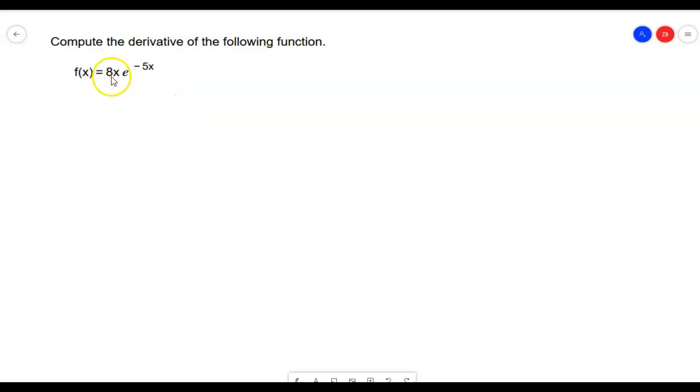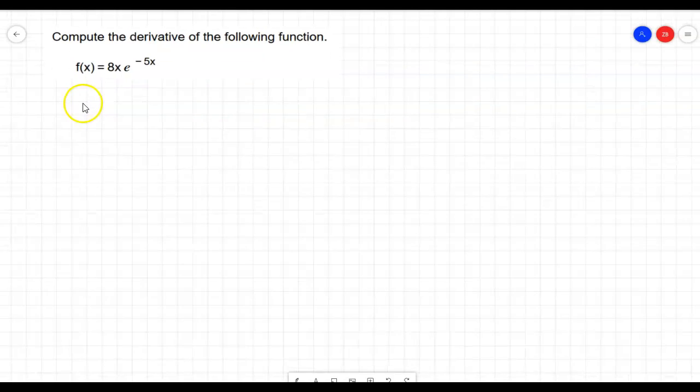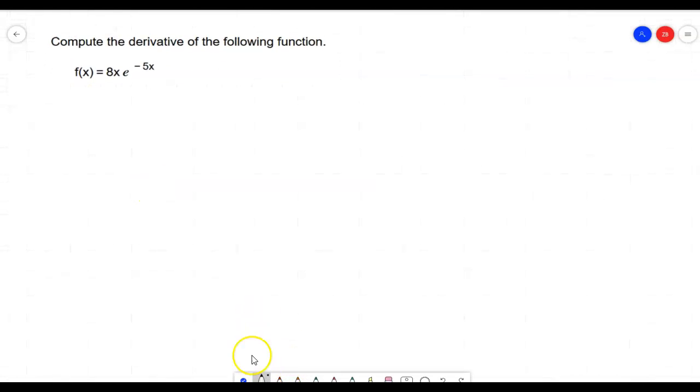Or I can just call the first function 8x, which is what I'm going to do in this case. Or if I wanted to, I could pull the e down to the bottom and use the quotient rule to make that a positive 5x, but that's more work than it has to be. So what I'm going to do is just call my first function 8x and my second function e to the negative 5x and work it that way. My first function, I'm going to define as 8x. That means the derivative of my first function is simply 8.